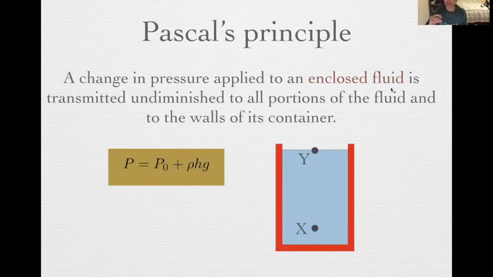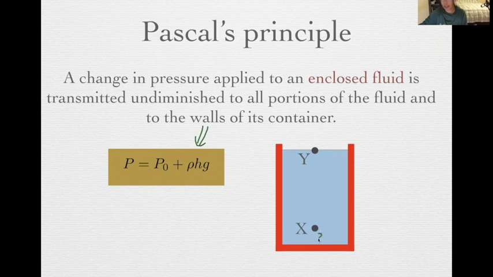This is another concept which is the same as this equation, but it's very counterintuitive. So I want to single out this concept and tell you this: the change in pressure applied to an enclosed fluid is transmitted undiminished to all portions of the fluid and to the walls of its container. So what does this mean? It basically means the same thing as this equation.